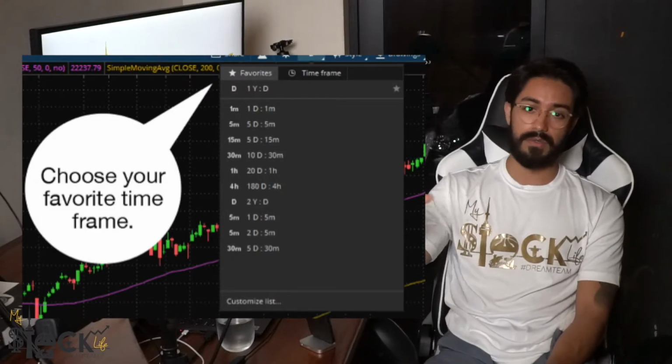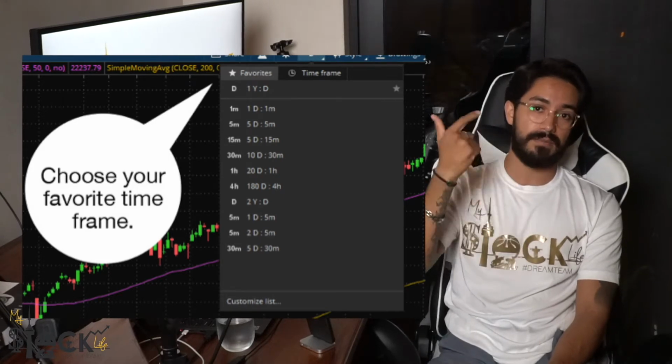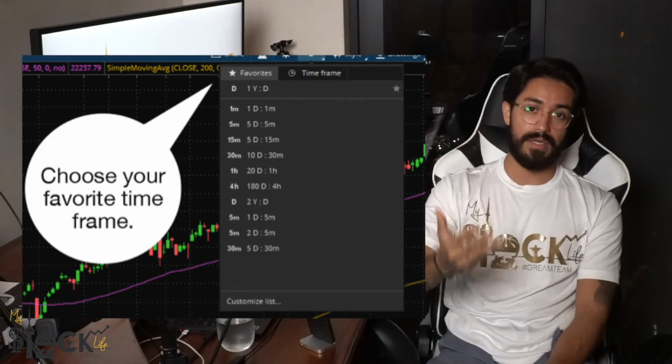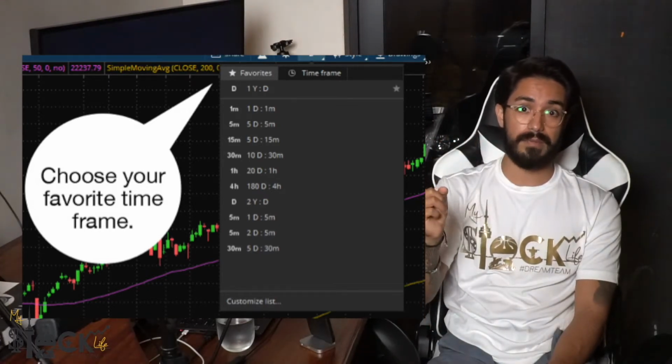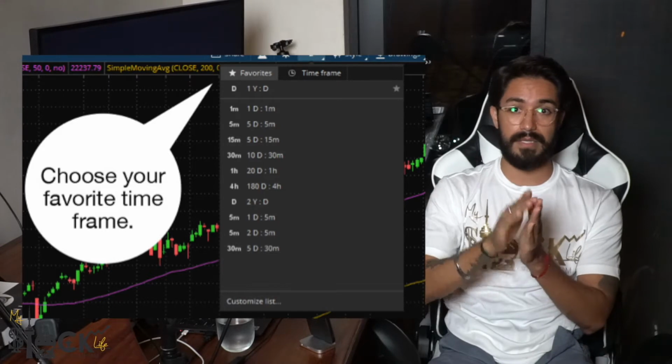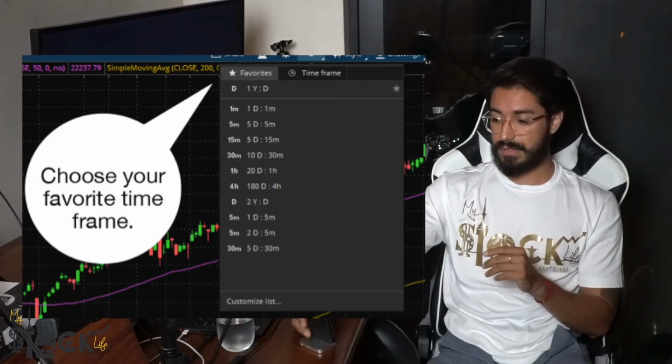Time frame. So in a chart, you can use different time frames such as daily, weekly, monthly, or yearly. And each candlestick is actually a time frame. So if you choose the 5 minute, each candlestick will be a 5 minute one. And then once that's over, there's another candlestick.